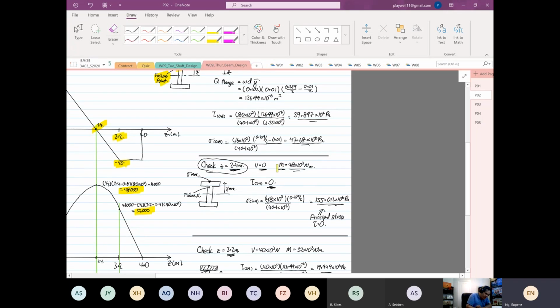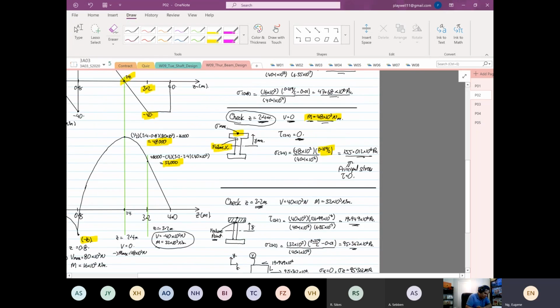In cases where your moment is at 48 times 10 to the power 3, that is your moment, the failure will occur at the outer surface, not at the interface anymore. So that's where this value changes. And then back to here at Z.